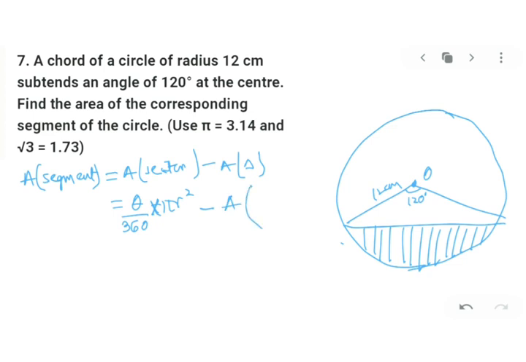Now look at the triangle. This is 12, this is 12. So it's an isosceles triangle. My dear kids, if this is an isosceles triangle, I'll draw it here. This is 120. So the base angles will be the same. So 180 minus 120, that will be 60, so I'll put 30 here, 30 here. So this is 30, this is 30.